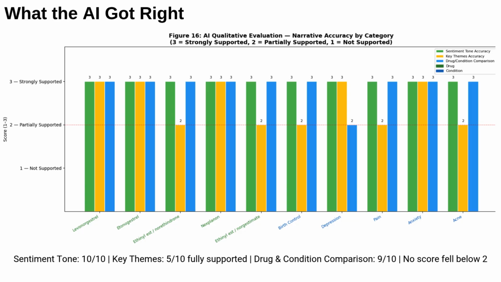So after the AI summaries were generated, my job was to actually evaluate whether the AI got it right. And honestly, the results were pretty strong. Sentiment tone was perfect across the board. The AI correctly characterized whether patients felt positive, negative, or mixed about every single drug and condition we looked at. Drug and condition comparisons scored 9 out of 10. The one weak spot was key themes, where only about 5 out of 10 hit a perfect score. And we'll get into why on the next slide. But the important thing here is that nothing scored a 1. The AI never completely missed.